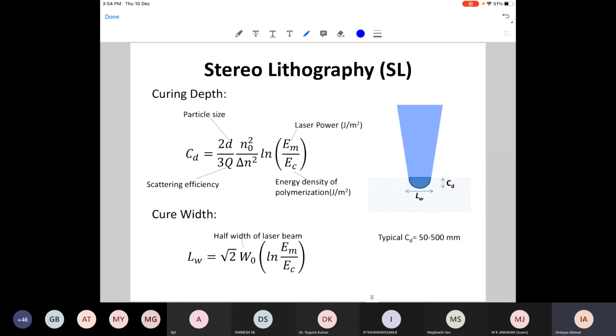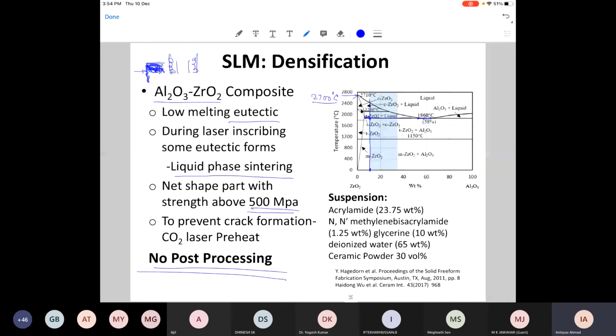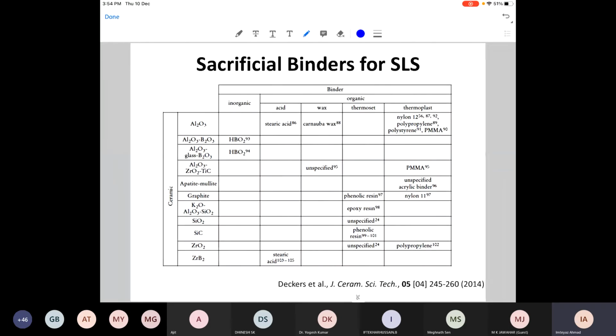So you do not require any post-processing in this case. Now for SLS, there are some sacrificial binders that are sometimes used, and here is a list of them. I do not want to go into that. But sometimes waxes are used to give the part some reasonable strength before you actually laser sinter it. It is generally added with the powder.